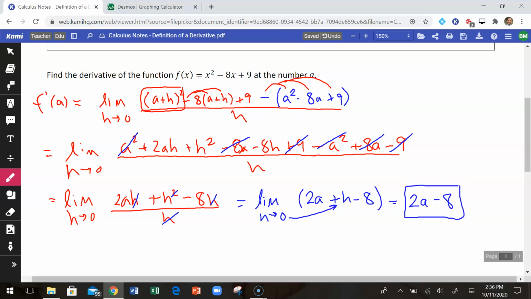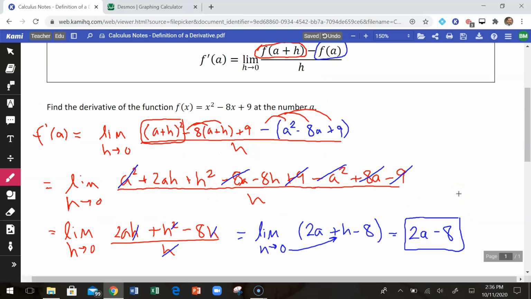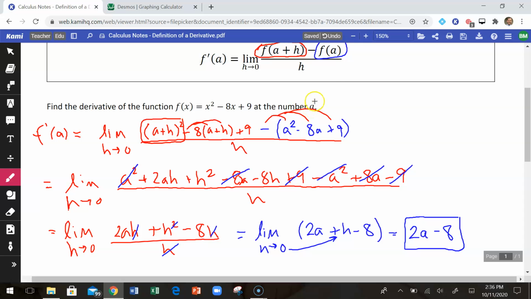Now, sometimes this may simplify down to just a single number. Sometimes you may have some kind of expression here with a's, and that is okay. What we're saying is, whatever the x-coordinate is, we are just calling this generic x-coordinate a. Whatever that x-coordinate is, if I want to know the derivative at that x-coordinate, and again, that's going to tell me the slope of the tangent line at that x-coordinate, it's simply going to be found using this 2a minus 8.